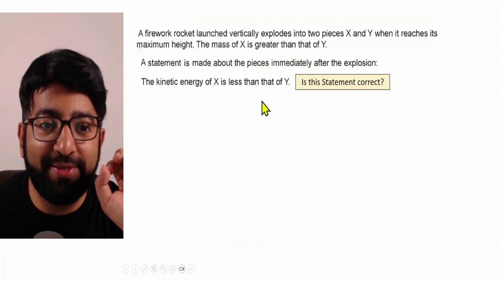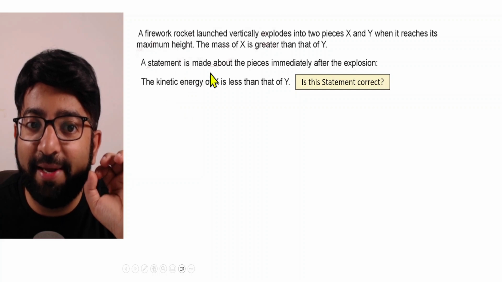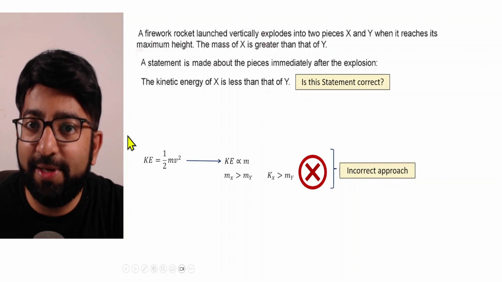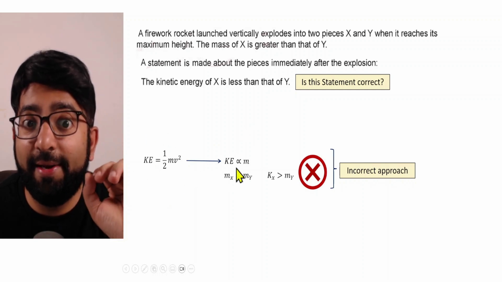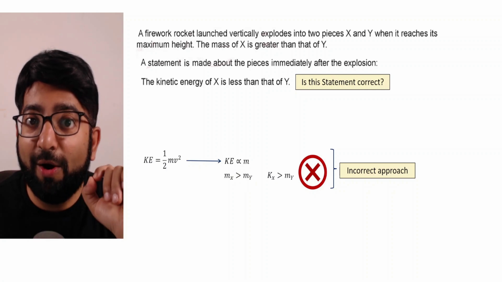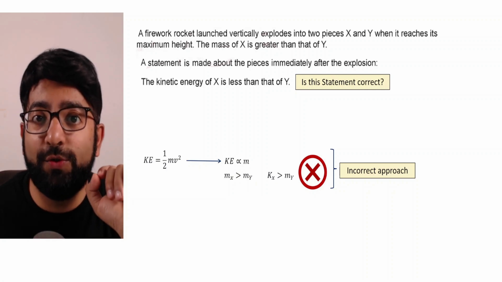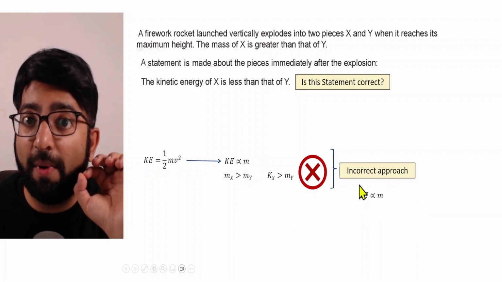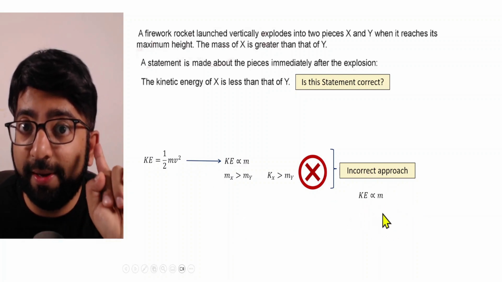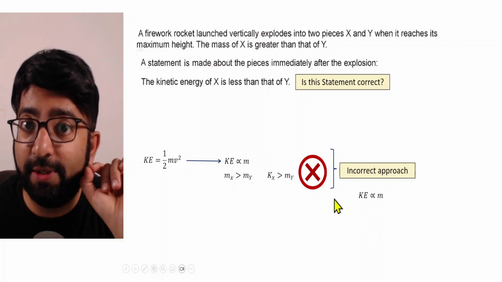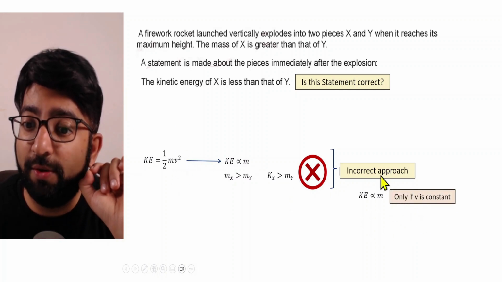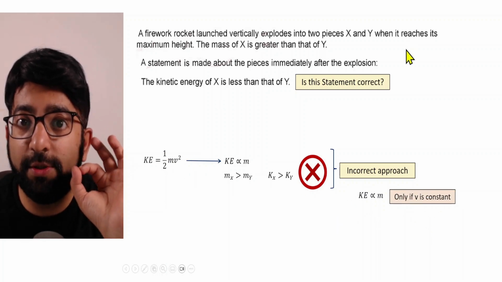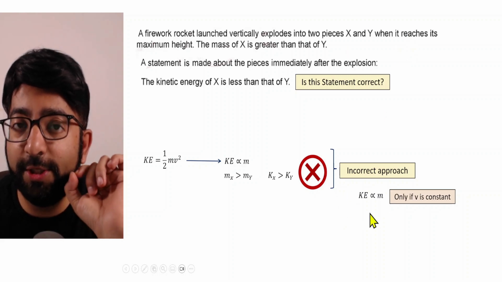Now, coming back to the question, we were supposed to check is the kinetic energy of X less than that of Y. Earlier, we directly said since kinetic energy is half mv square, kinetic energy is directly proportional to m. In exam situations, a lot of students do this. But the correct approach is kinetic energy and mass will be directly proportional only if the other parameter in the expression, the speed, is constant. But in the question, they have not given any information on the speed. That is why we cannot use this proportionality.